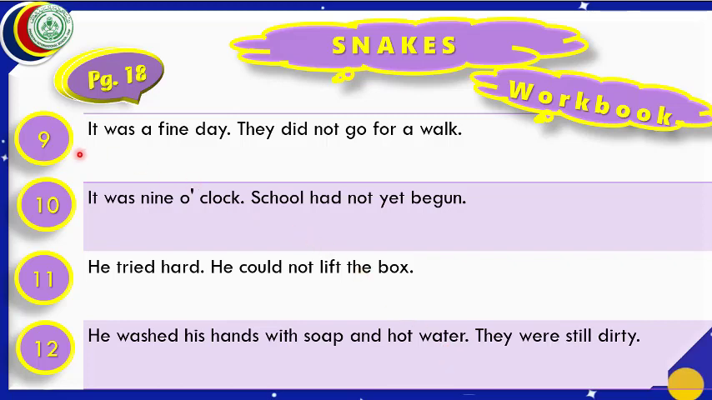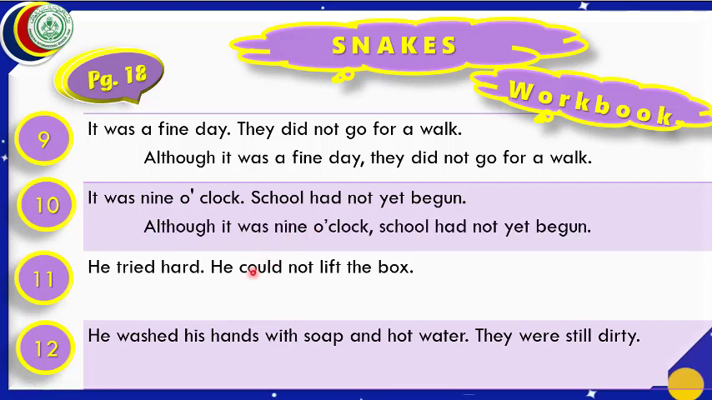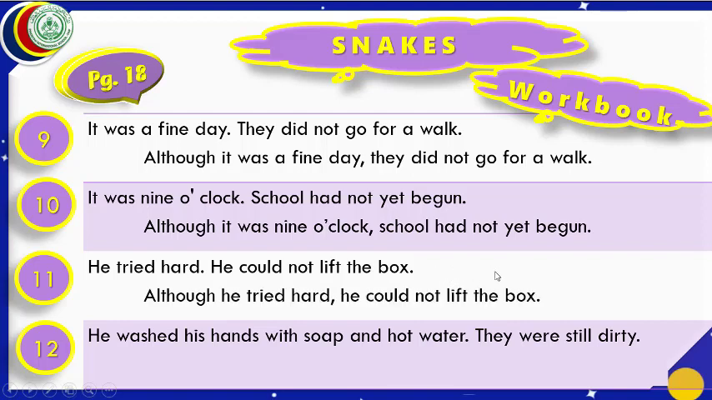Our answer will be, although it was fine today, comma, they did not go for a walk. Answer number 10 will be, although it was 9 o'clock, comma, school had not yet begun. Answer number 9 will be, although he tried hard, comma, he could not lift the box. Yes, students, this is the last part.